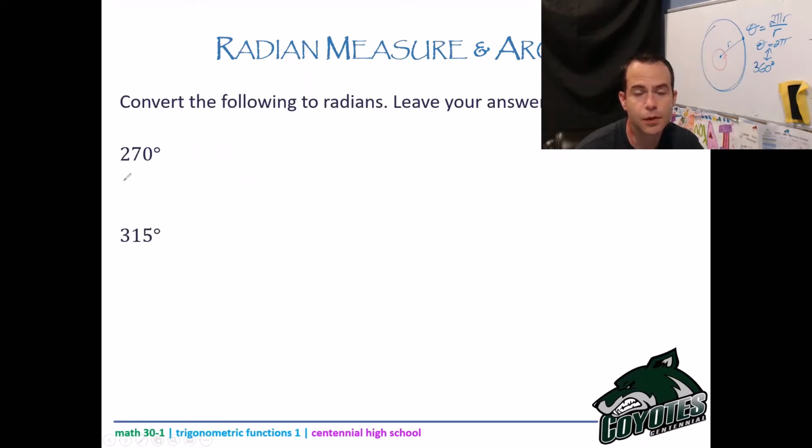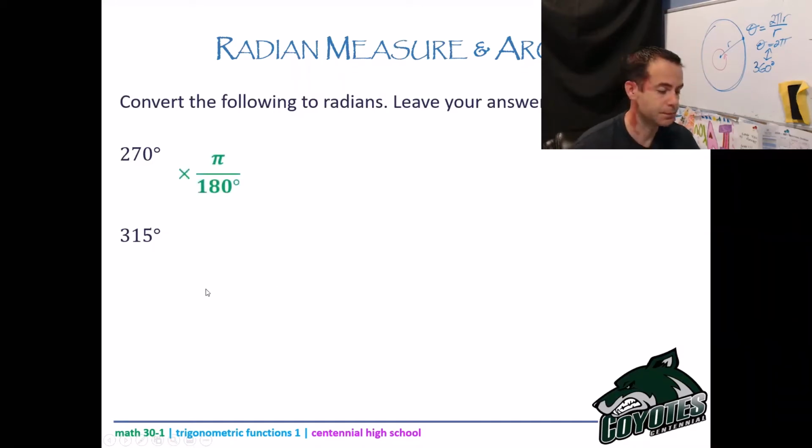Okay, so we go 270 times 180 over pi. Sorry, I just listened to what I said there. That's not what I meant. We go 270 times pi over 180. I had already established that, and then I just wasn't paying attention. So 270 times pi over 180.